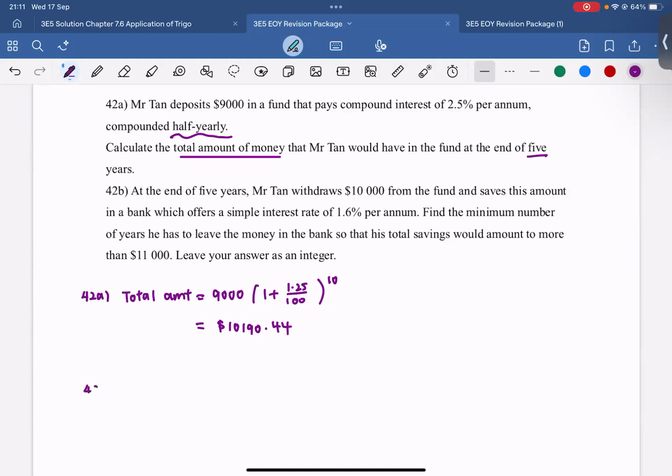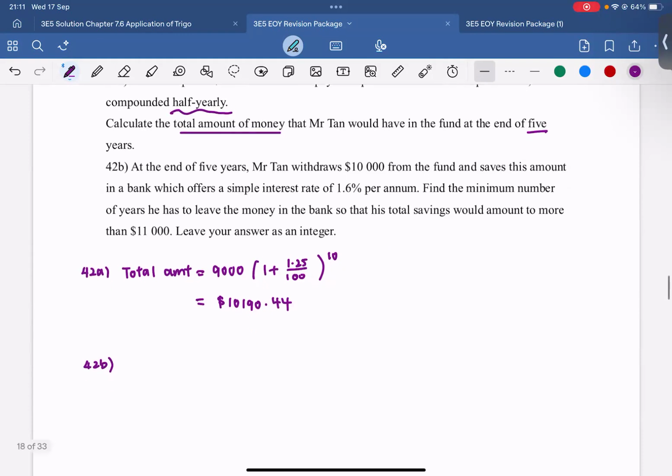At the end of 5 years, he withdraws this and saves this at a simple interest rate. Find the minimum number of years so that he has a saving of this. The simple interest formula is I equals PRT over 100. If I want to have 11,000, my interest will be 1,000. Then your R is 1.6, and your T will be just T over 100.